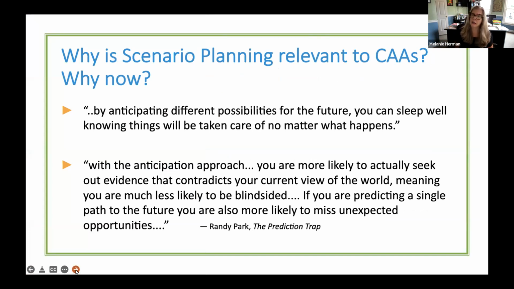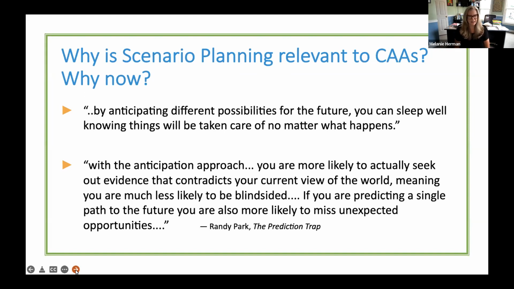As we think about the relevancy to community action agencies at this very moment, this unique moment in time, I was reflecting on the work of a management consultant by the name of Randy Park. He wrote a book called The Prediction Trap, which I turn to frequently when I'm thinking about the future, about uncertainty, and about how to guide an organization that's trying to forecast, that's trying to almost predict the future.